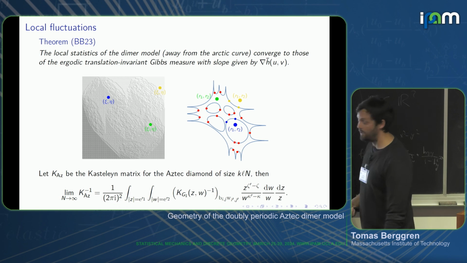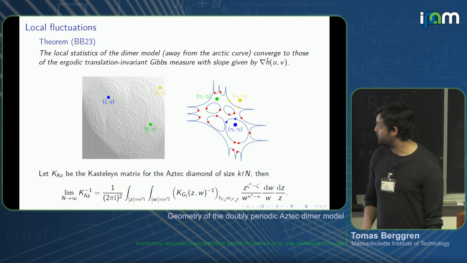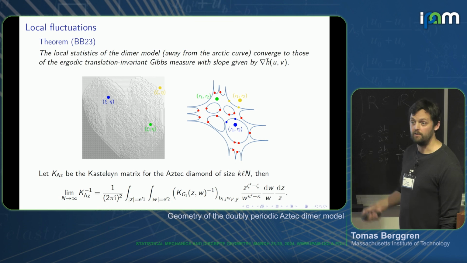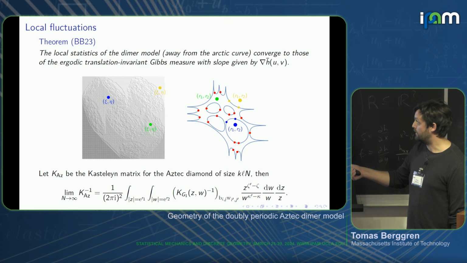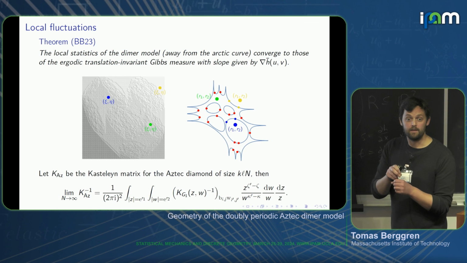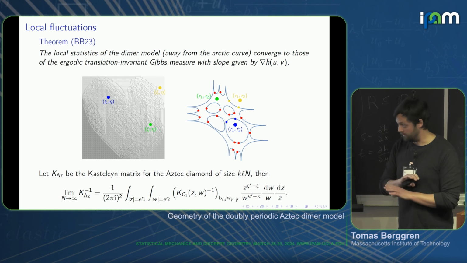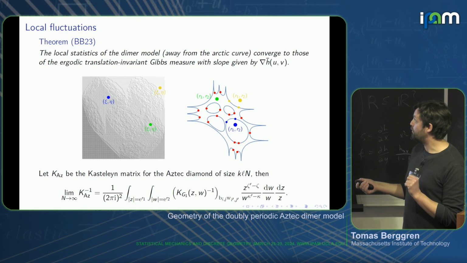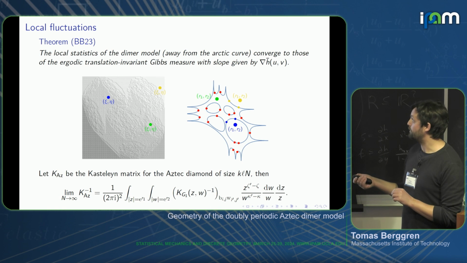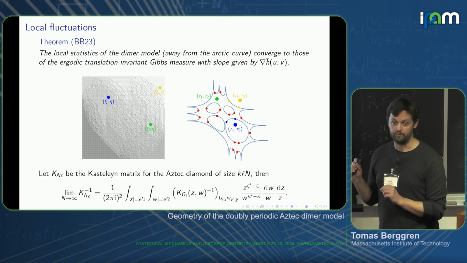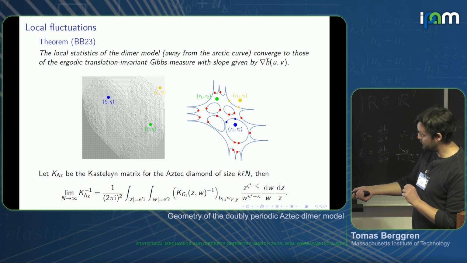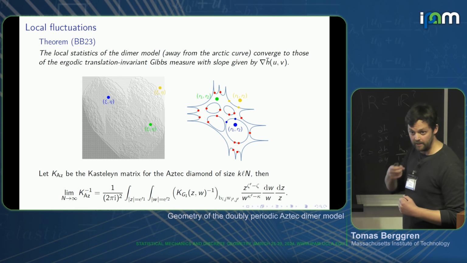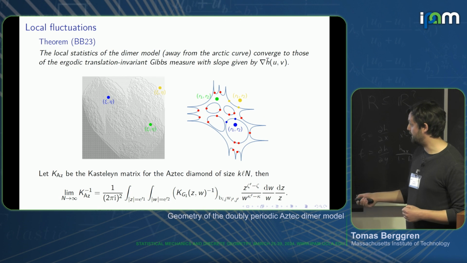Okay, and maybe as a last slide, I should say that we also prove, I will not go into that in too much detail, local fluctuations. So it means that if you take a point in your Aztec diamond and zoom in at that point, you get some probability measure on the square grid. And we prove that what you see when you zoom in like that is precisely the ergodic translation-invariant Gibbs measures. Another way to explain this is that we simply compute the large N limit of the inverse Kasteleyn matrix and show that it has this form in the limit.